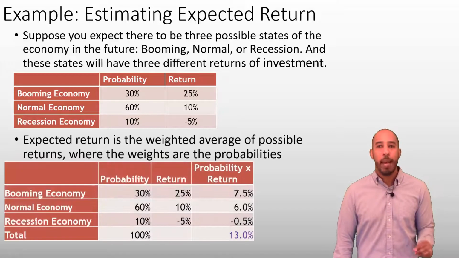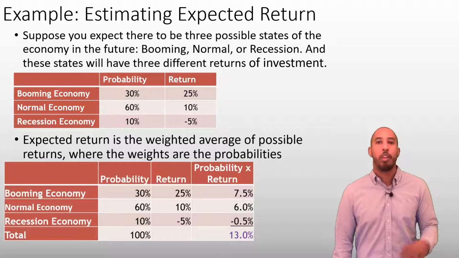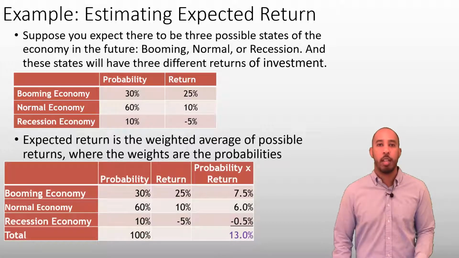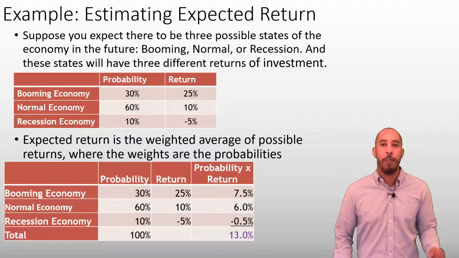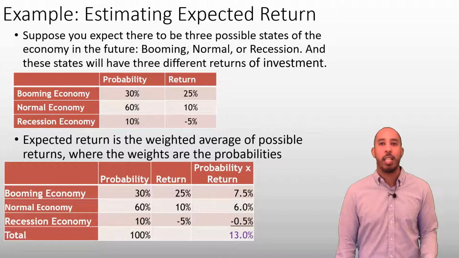To get the expected return, we need to weight the outcomes in the future by the probability of those occurrences. There's a 30% chance of getting a 25% return, so 30% times 25% is 7.5%. There's a 60% chance of getting a 10% return. 60% times 10% is 6%. And lastly, there's a 10% chance of getting a negative 5% return. 10% times negative 5% is negative 0.5%.